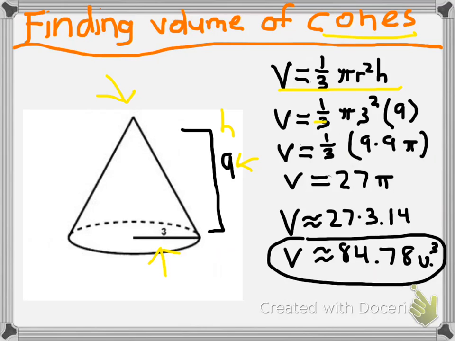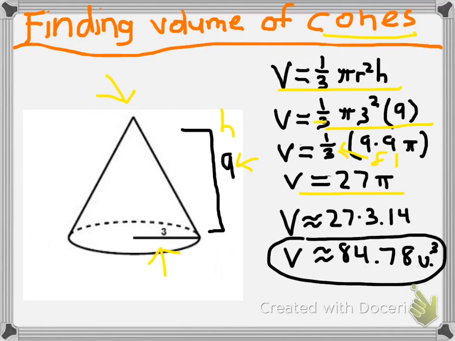So we do this. Then volume equals 1/3 times 9 times 9 pi. So 9 times 9 would be 81, and 81 divided by 3 would be 27. So we have volume equals 27 pi.